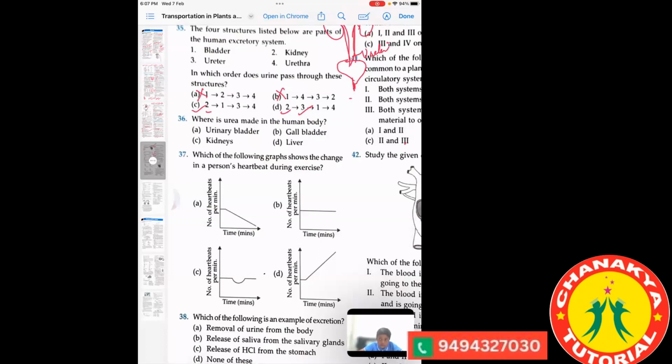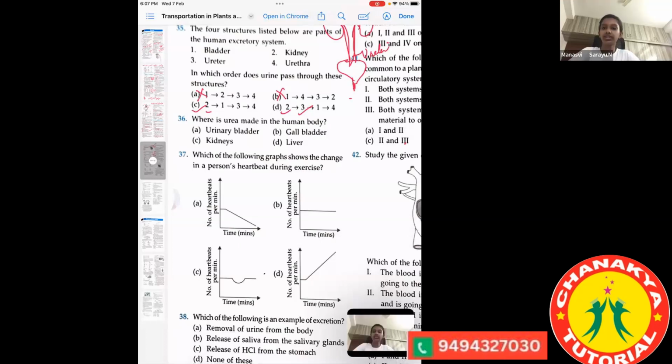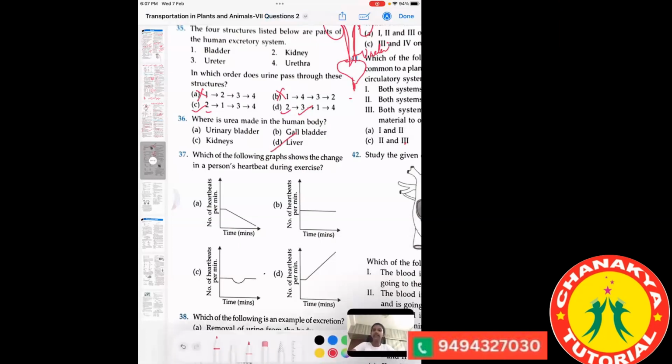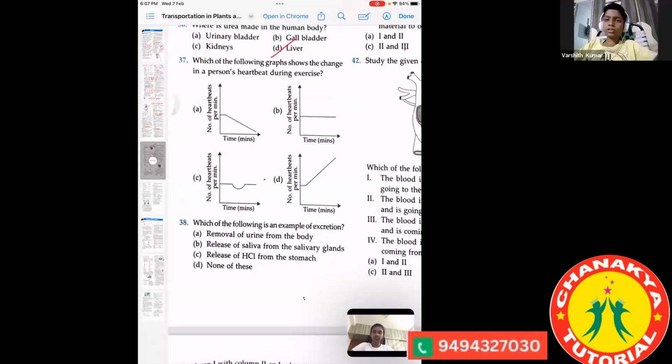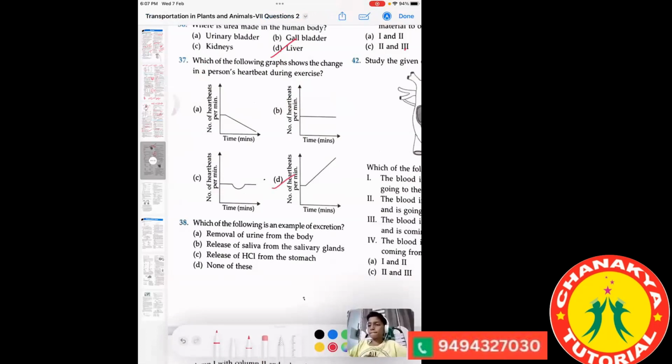Okay. Question number 36, Manasvi. Where is urea made in the human body? Ma'am, it's liver, D. Correct. It is formed in the liver. Question number 37, Varshit. Which of the following graphs shows the change in a person's heartbeat during exercise? Ma'am, I wrote option D. In option D, what is happening?